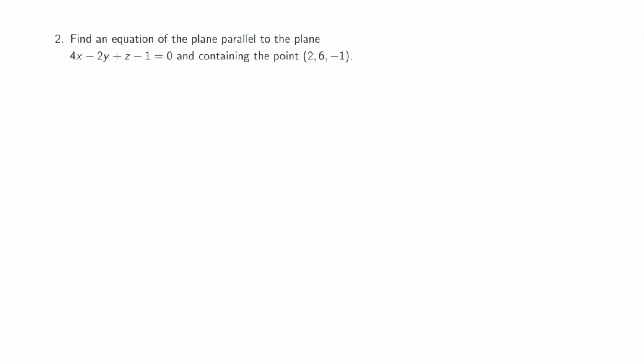For our second problem, we have: find an equation of the plane parallel to this plane and containing the point (2, 6, -1). So you are given a plane and a point which is outside this plane. How do we know that this is outside the plane? If you substitute this point into this plane, it won't satisfy the equation. So that's why we know that this point is not in this plane. Its illustration should be like this.